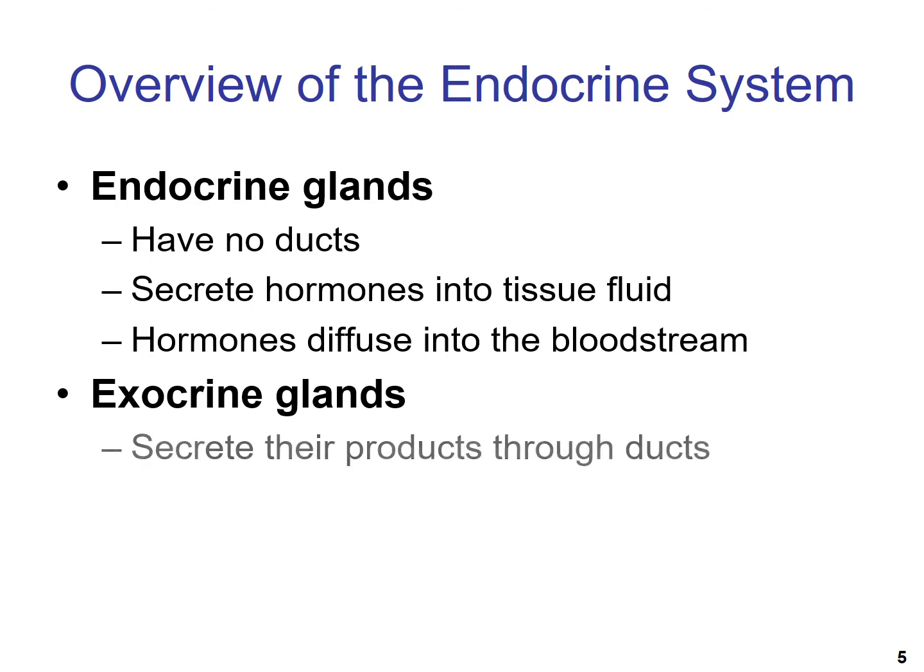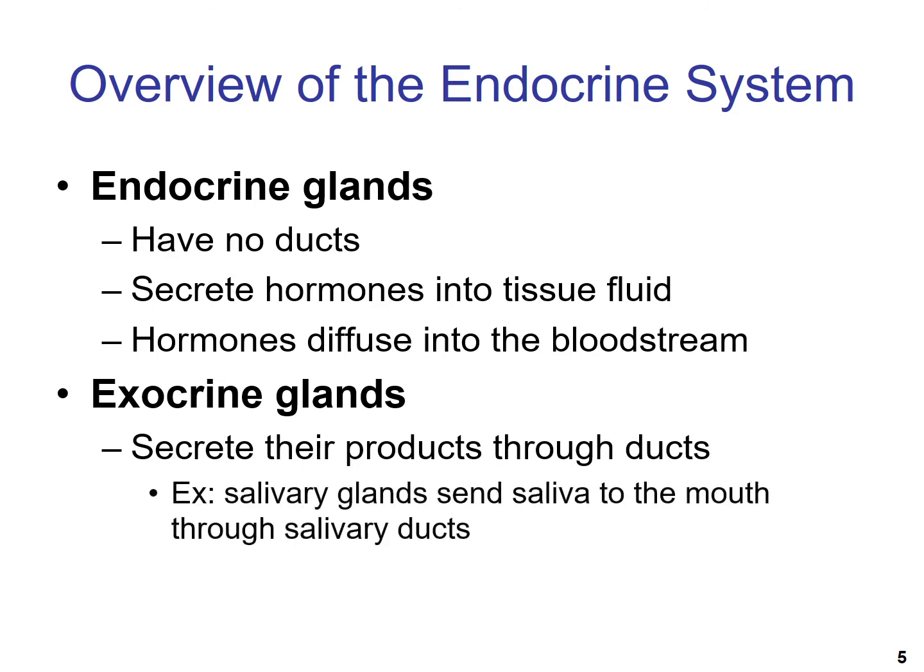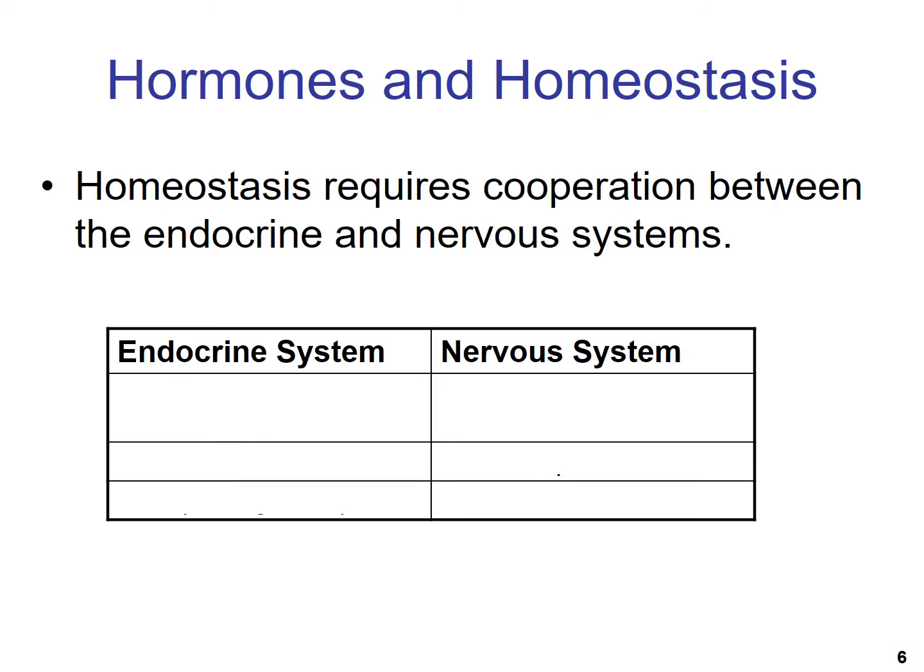Exocrine glands, on the other hand, do secrete their products through ducts. A good example of this would be sweat glands. Another good example is also salivary glands, which send saliva to the mouth through salivary ducts. And so the interior surface of your mouth is considered to be a body surface because it is open to the environment. So homeostasis is going to require cooperation between the endocrine and nervous systems.